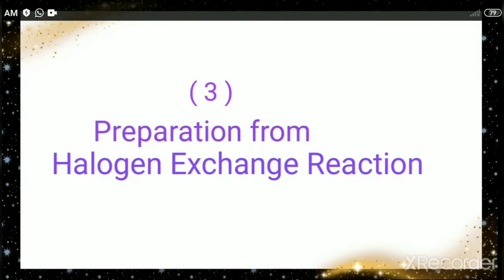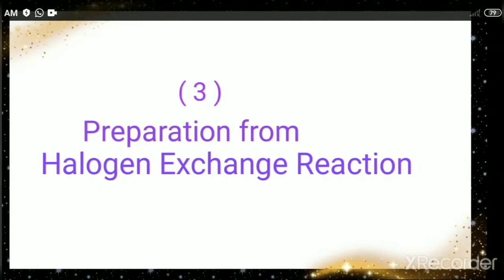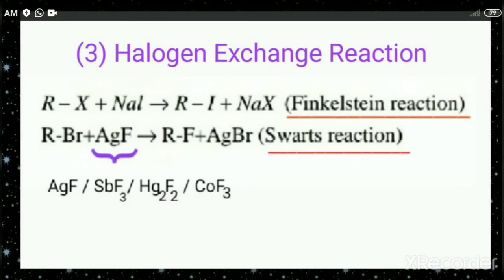Next we will discuss preparation of haloalkanes from halogen exchange reaction. Halogen exchange reaction. What do you mean by exchange? That means there is an exchange of halogen here. That means one halogen is exchanged by the other halogen atom. Then it is called a halogen exchange reaction.